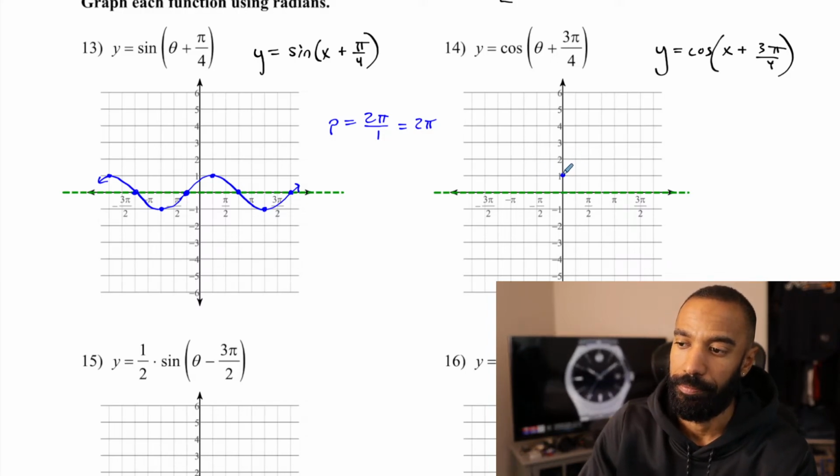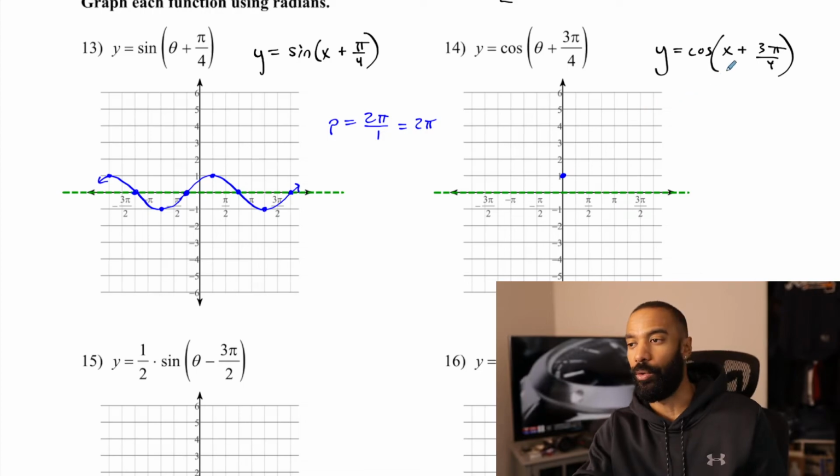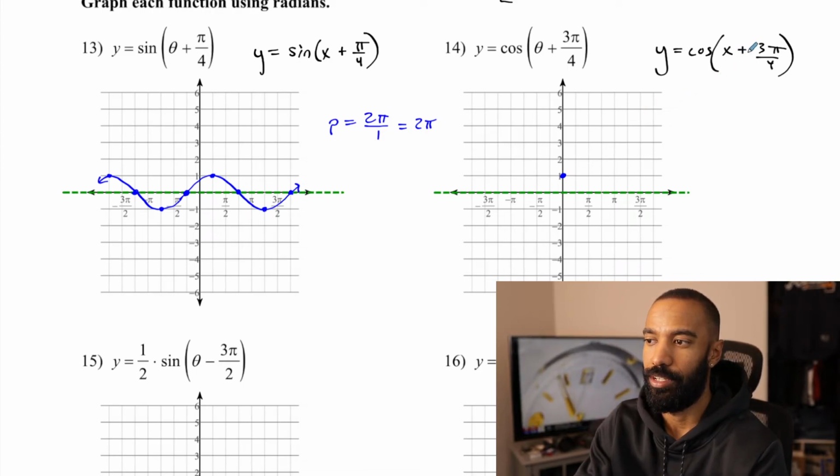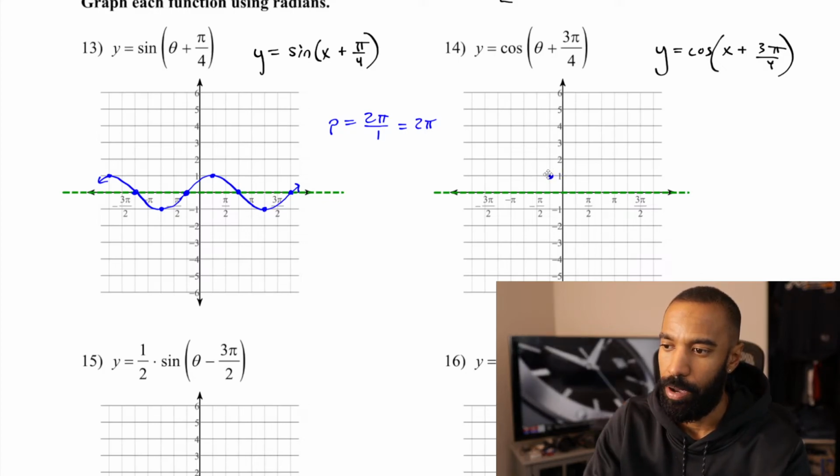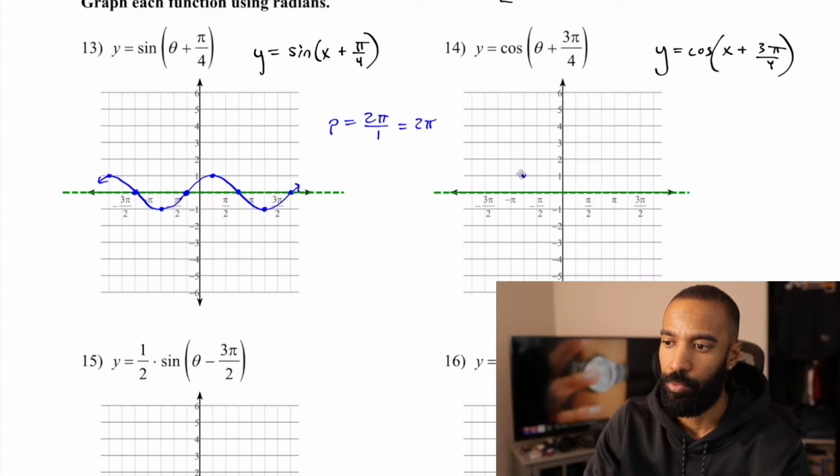But we don't start here. We are going to go left shift 3 pi over 4 units. 1 pi over 4, 2 pi over 4, 3 pi over 4. That's your starting point.